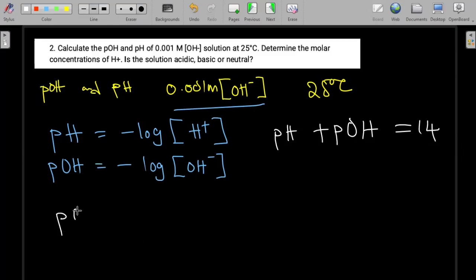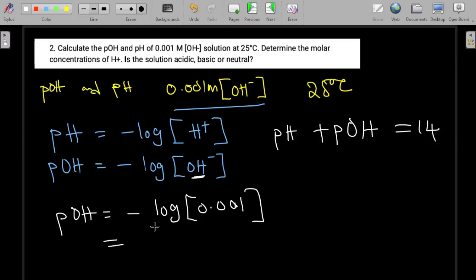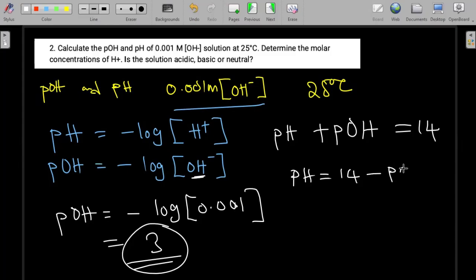So let's find the pOH. The pOH will just be minus log of the concentration of the OH, which is 0.001. What is remaining is just to punch this on my calculator. Minus log of 0.001 gives me a 3. So that is my pOH. My pOH is 3. And then my pH will just be 14 minus the pOH.